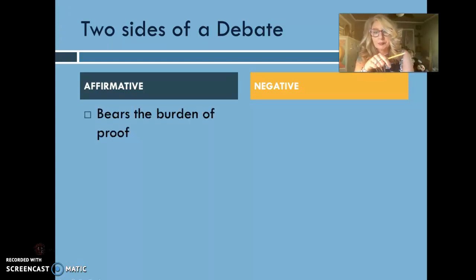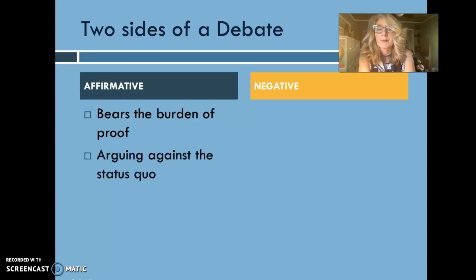All right. When you're in the affirmative, you bear the burden of proof. Those of you that watch Law and Order and different shows that deal with lawyers and cops already know this. The prosecution, which is what the affirmative is, bears the burden of proof. They have to prove that something's wrong. In your case, you have to prove that whatever policy is in effect is not working. You have to prove that it's wrong. So you bear that burden. You're arguing against the status quo.